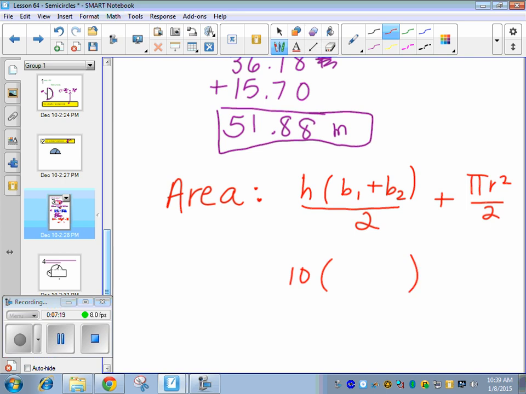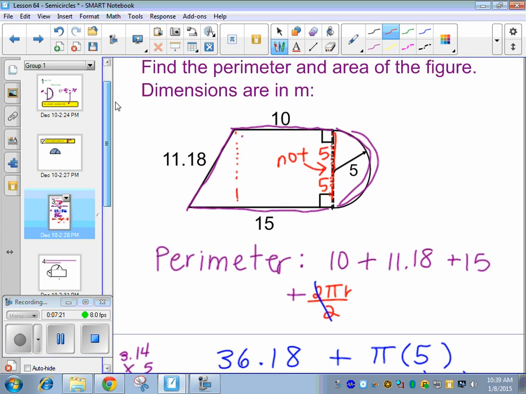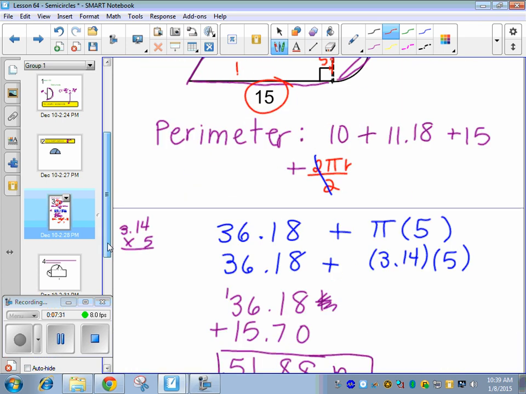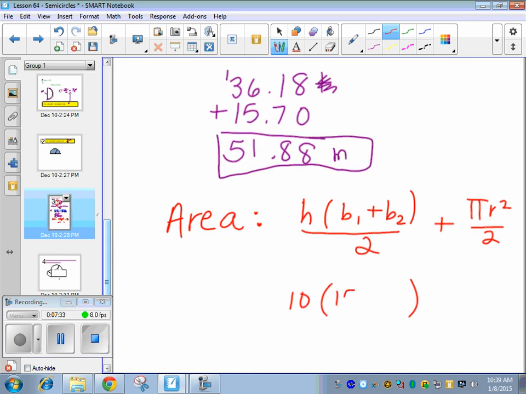And now base 1 plus base 2. Those are the two bases of the trapezoid. Who knows what I could plug in for base 1 and base 2? Hannah? 10 and 15. Yeah, this is base 1, base 2. They're interchangeable. You can put them either way. So 15 plus 10 over 2. Plus. Okay, now we got the semicircle. What should I plug in for R? 5.